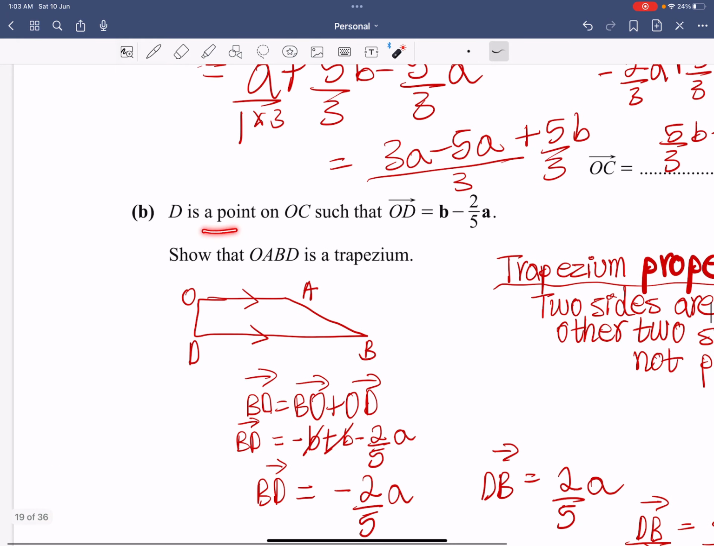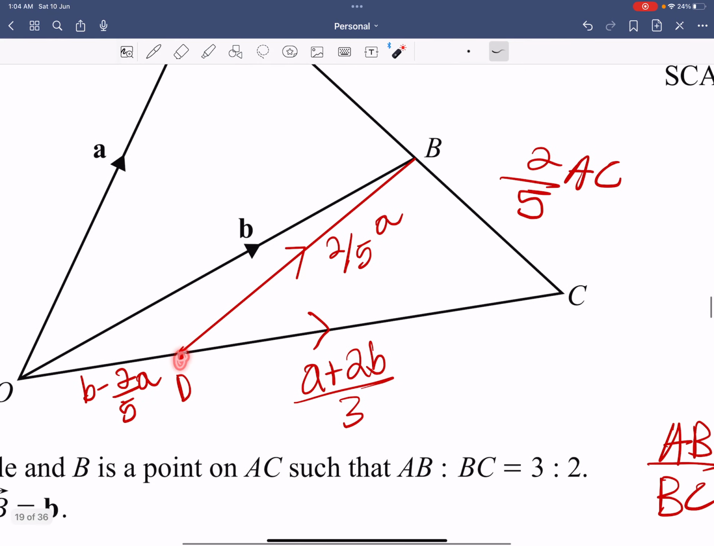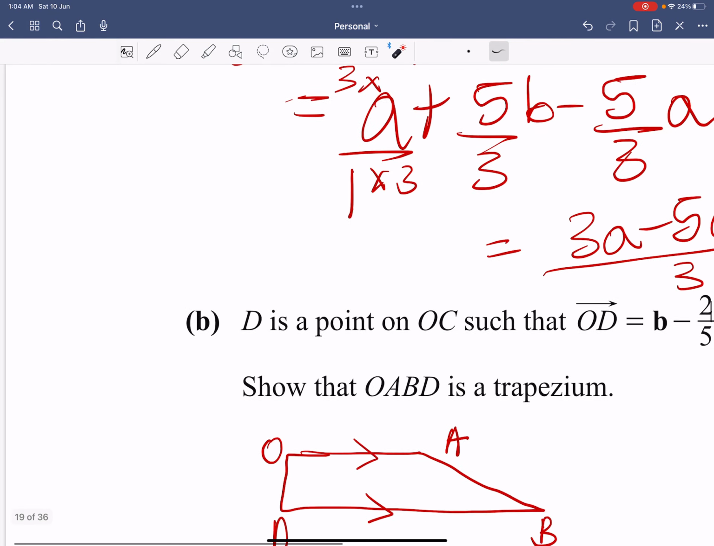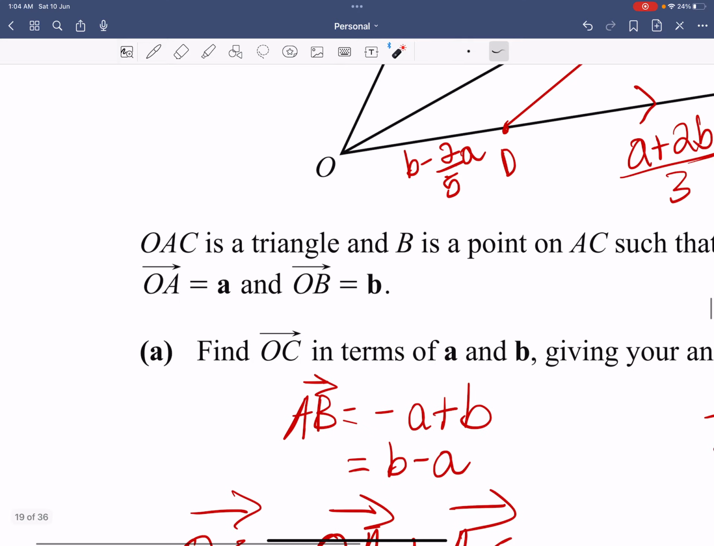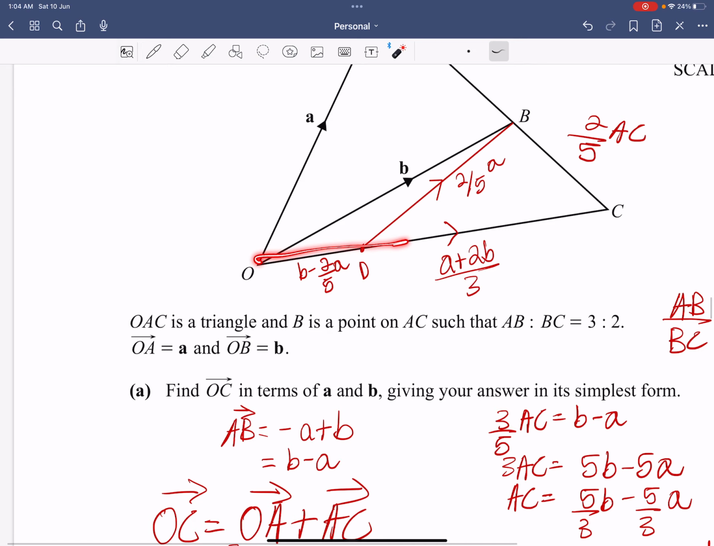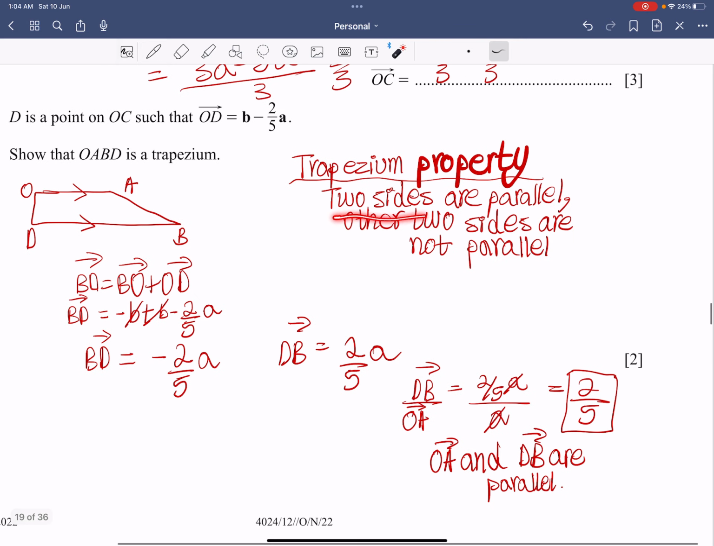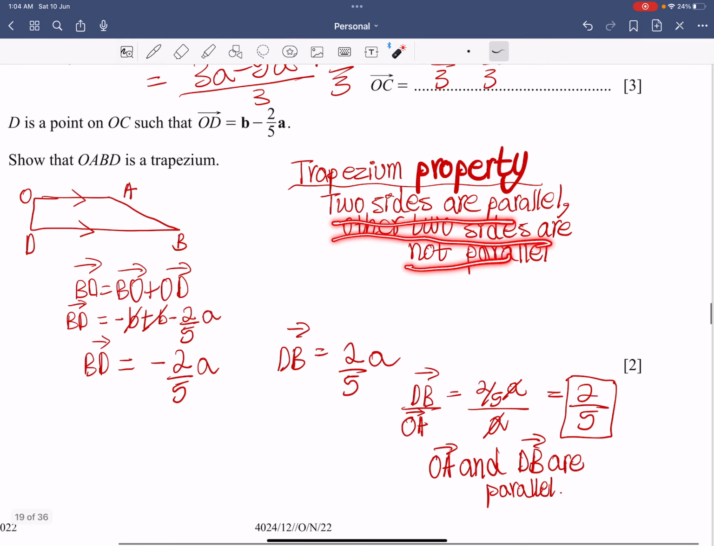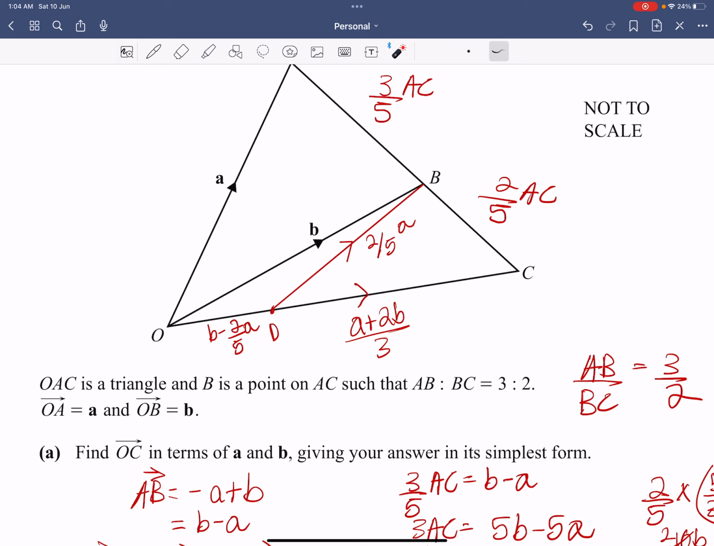Now D is a point on OC such that OD is b minus 2/5a. Show that OAPD is a trapezium. A trapezium has a property: two sides are parallel and the other two sides are not parallel. You can clearly see by observation that this side and this side are parallel.